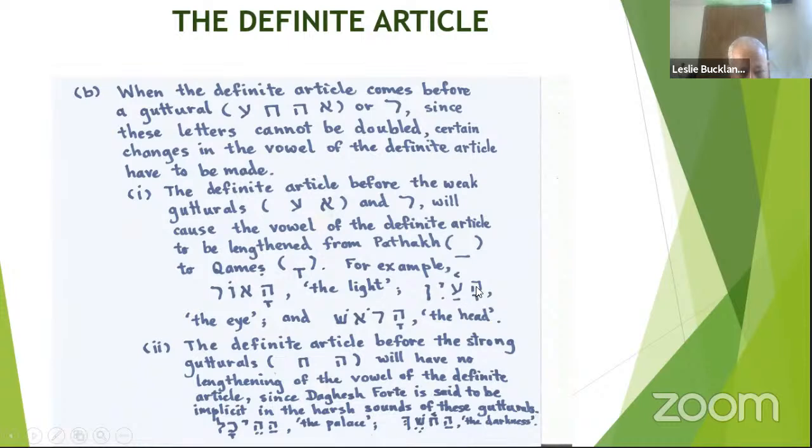The long a, ha. The next rule is, if you put the definite article before the strong gutturals, he and keth, then the pathak will remain as it is. It won't be lengthened because the strong gutturals have the effect that the dagesh forte has in a letter that has been doubled. It doesn't double these letters, but because they are strong, there is no need to lengthen the vowel that is under the he of the definite article.